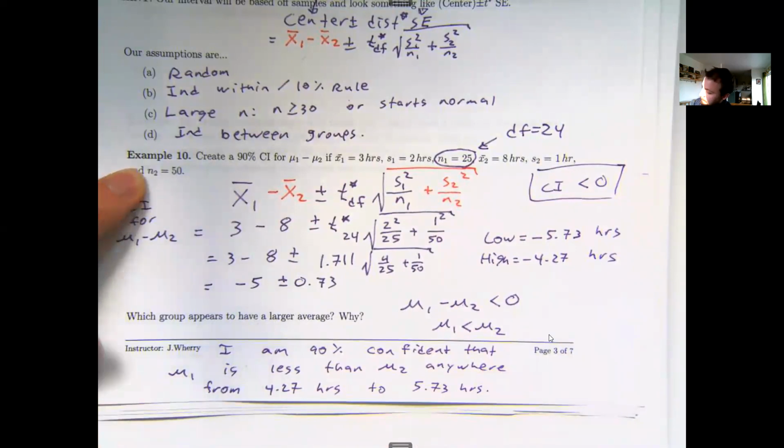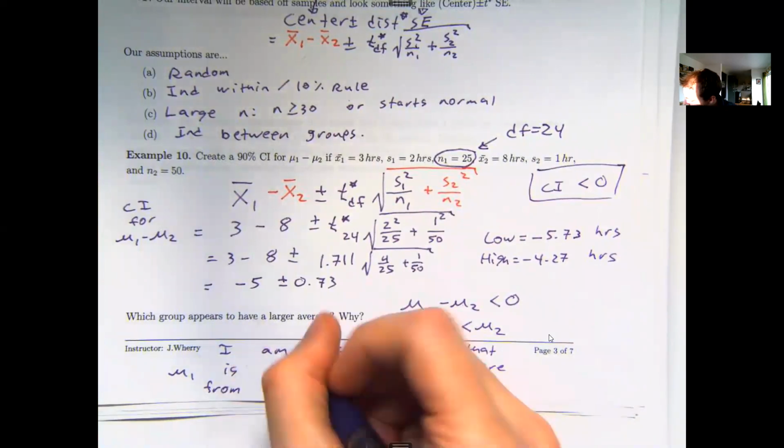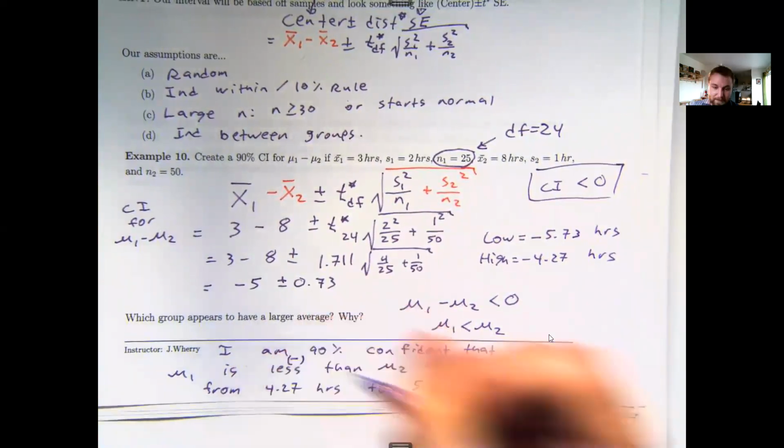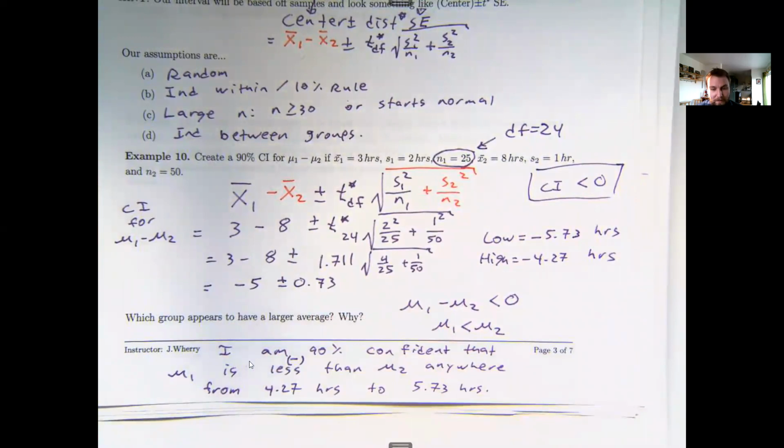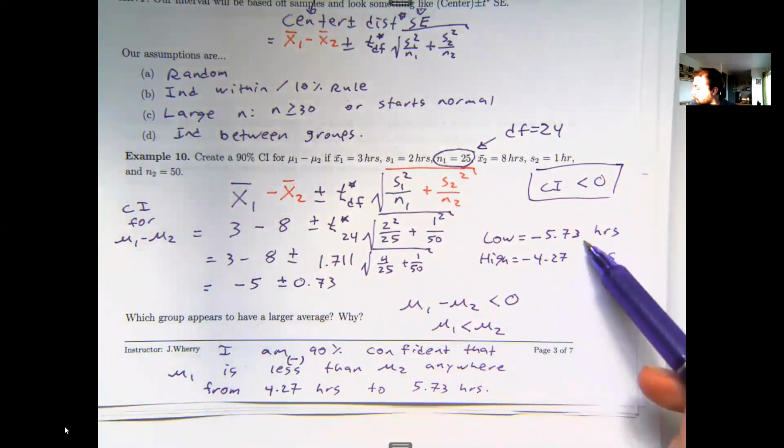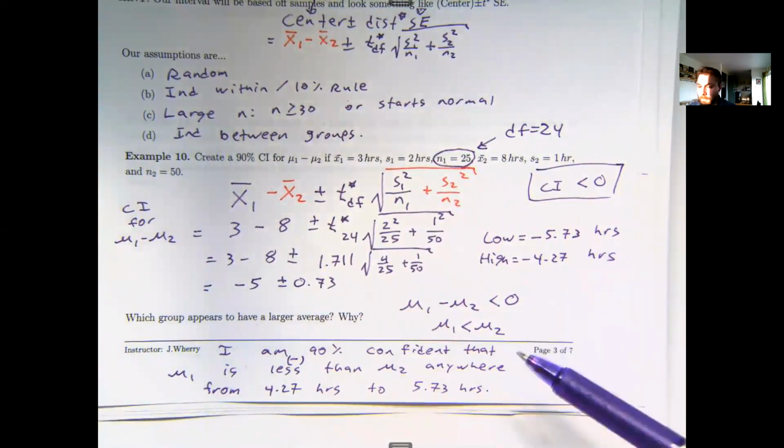You'll notice I didn't write these with a negative. I'm not saying -4.27 hours because that negative word is really built into less. So is less is negative, -4.27 as my high, -5.73 as my low. That's giving me my interval there.